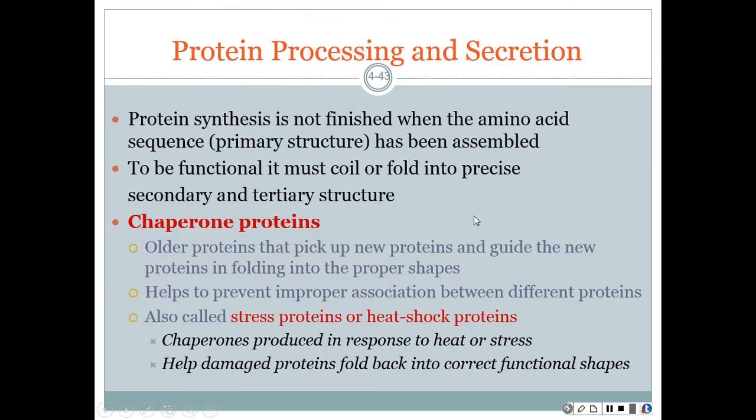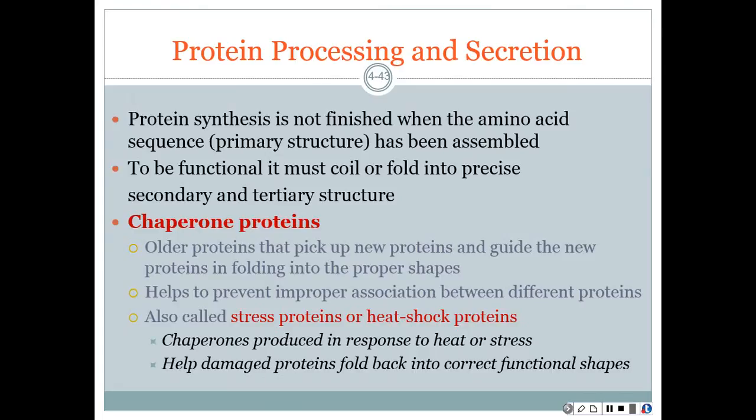Alright, so we talk about protein processing and secretion. Protein synthesis is not finished. No, it is not. When the amino acid sequence, or the primary structure, has been assembled, to be functional it must coil or fold into precise secondary and tertiary structures. Now, in some cases, there is association with other protein chains, or it will start binding with other molecules.